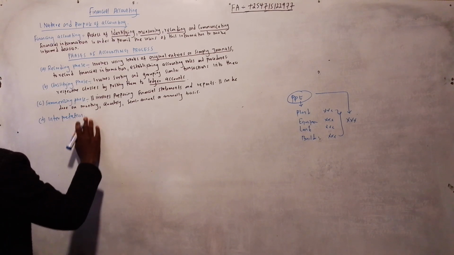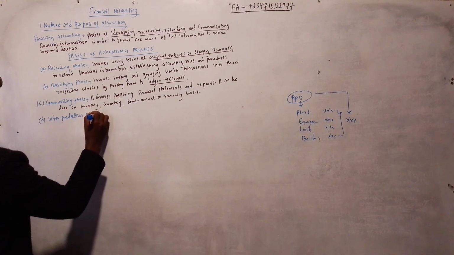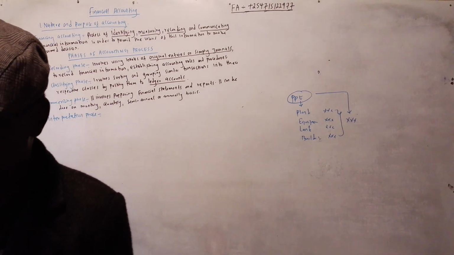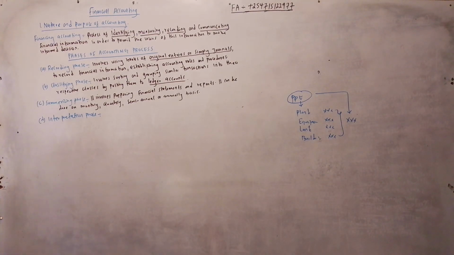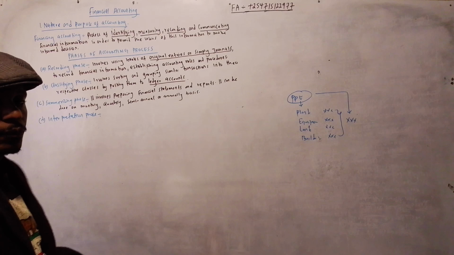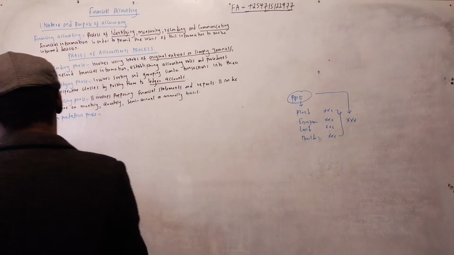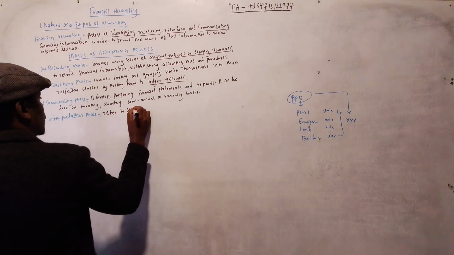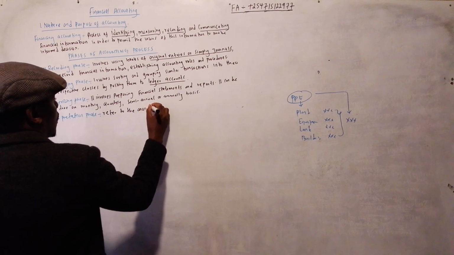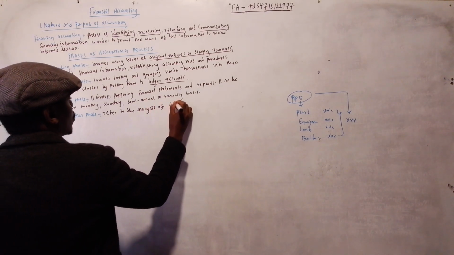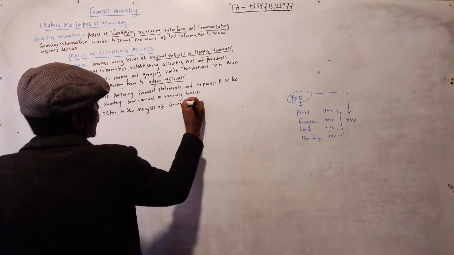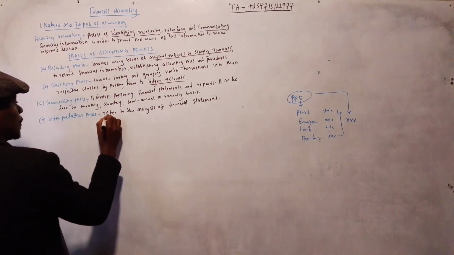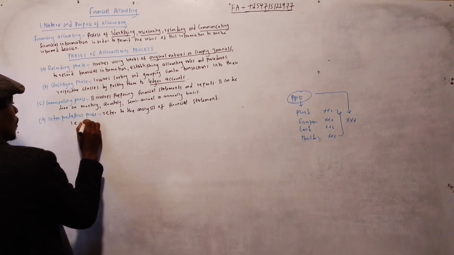So the interpretation phase involves summarizing the financial statement using various tools, and the most common tool is the financial ratios. So we say it refers to the analyzing or the analysis of the financial statement. We can use various components, i.e., financial ratio.